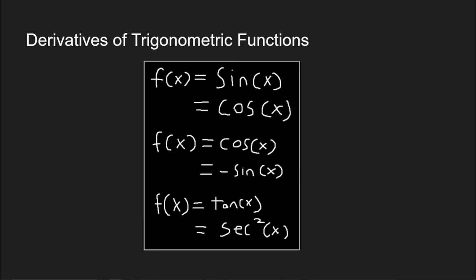When finding derivatives of trigonometric functions, we need to memorize what each is derived to. We can see here, sine becomes cos, cos becomes negative sine, and tan becomes secant squared.